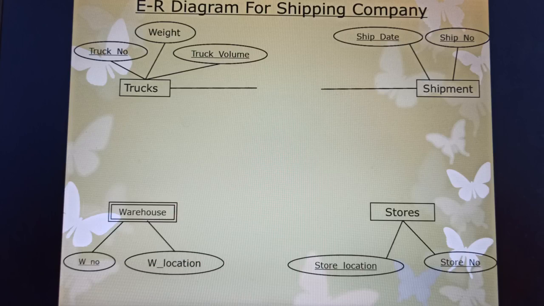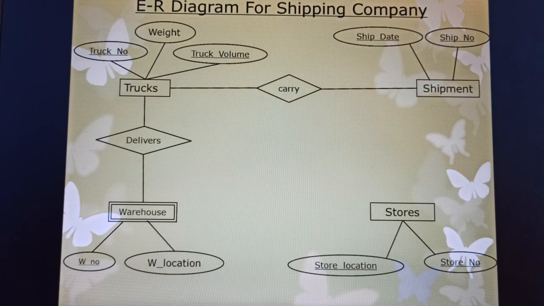Now we have to represent the relationship between shipment and trucks. Trucks carry shipments. Then what is the relationship between trucks and warehouse? Trucks deliver to warehouse. And what is the relationship between warehouse and stores? Warehouse has stores. Okay. Now many trucks can deliver shipments to many warehouses. Therefore, it is represented using many to many mapping cardinality.